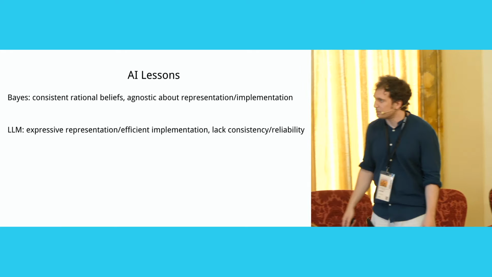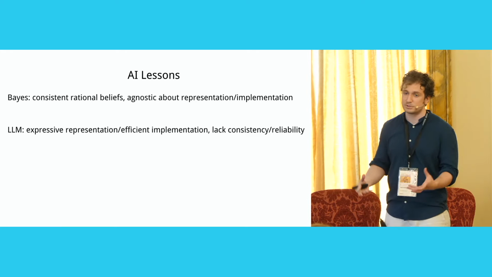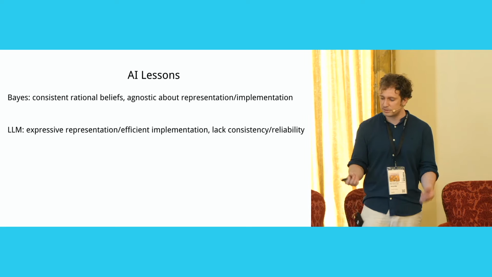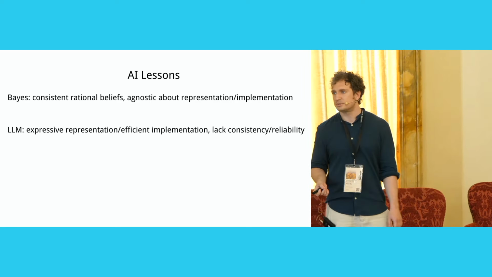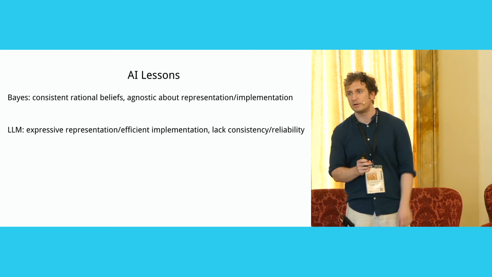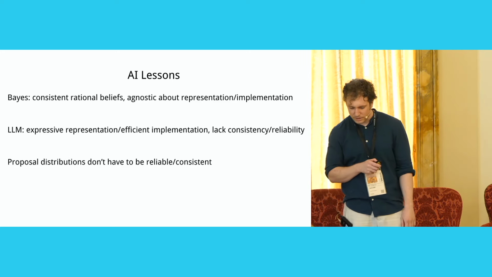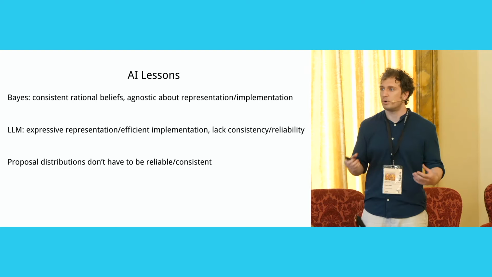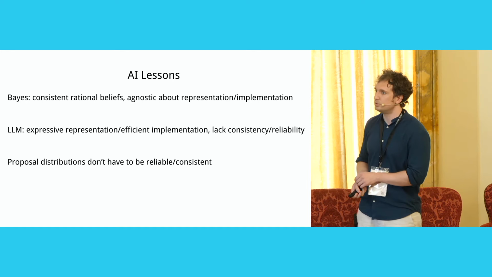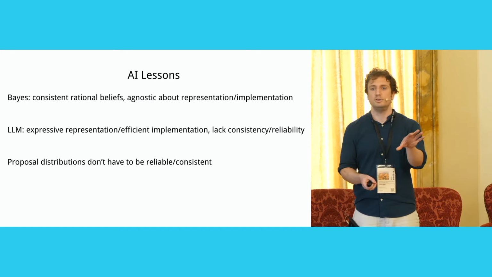LLMs are very complementary. They're not very consistent or reliable, but they have this radically expressive hypothesis space, and they are efficient in the sense that they can quickly index this vast infinite space of all natural language concepts. Critically, though, we're using them as proposal distributions. We're not pointing the LLM at the task and saying, do your thing. We're saying, you are part of a graphical model, and you are the inference network.